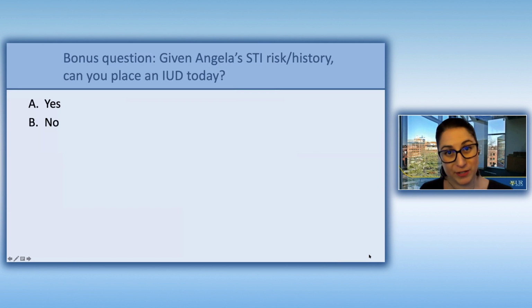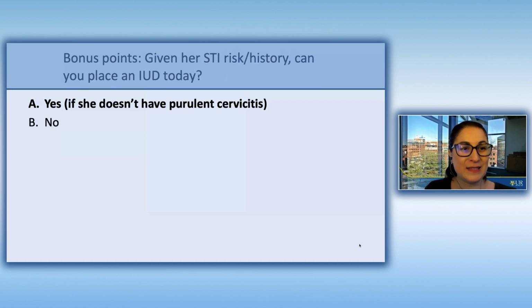So here's a bonus question, because this is not a contraception talk, but given Angela's STI risk and history, can you place an IUD today? Yes or no? Okay, so 79% of people said yes, and 21% of people said no. And so the answer is A. And so yes, you can.